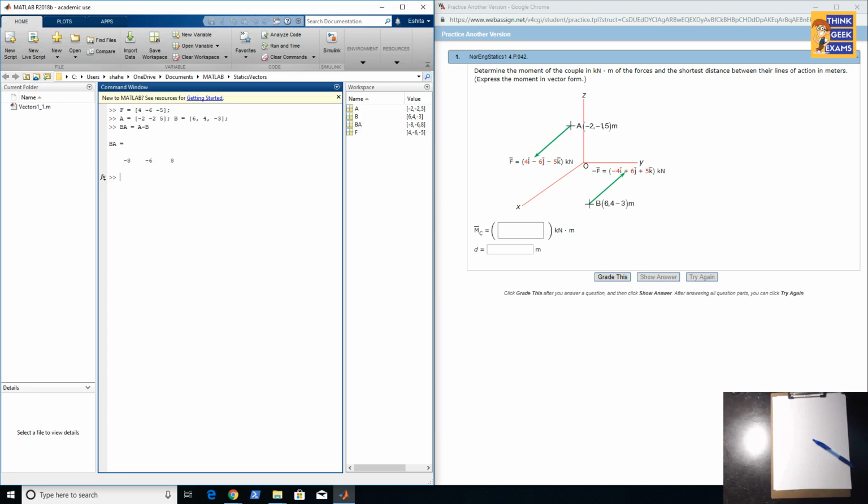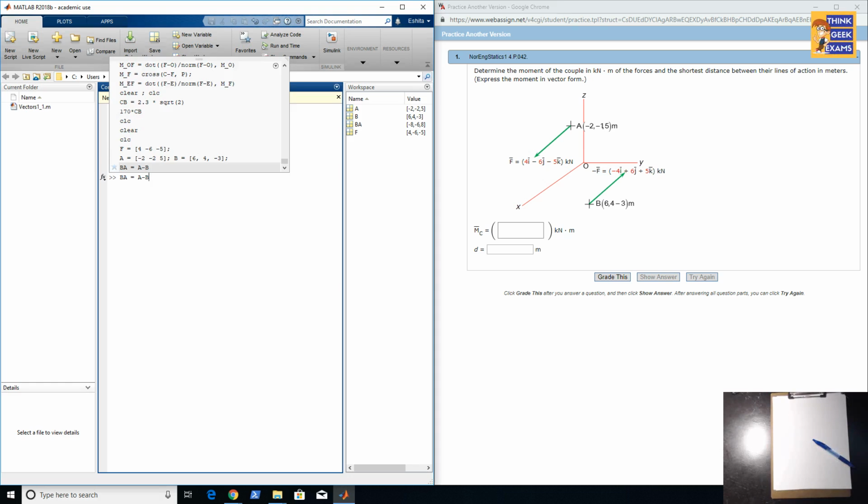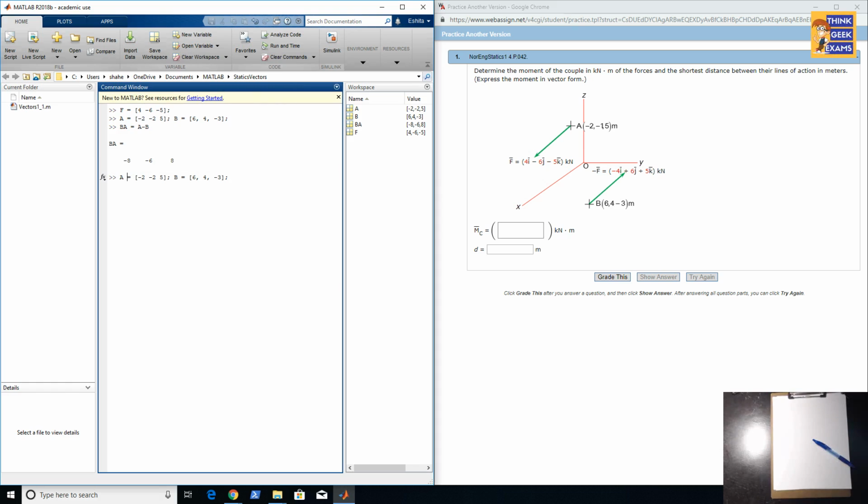This is negative 6. Something is wrong here. A was written wrong. A was minus 1, 5. So, yeah, this is correct. This is all correct. Okay.